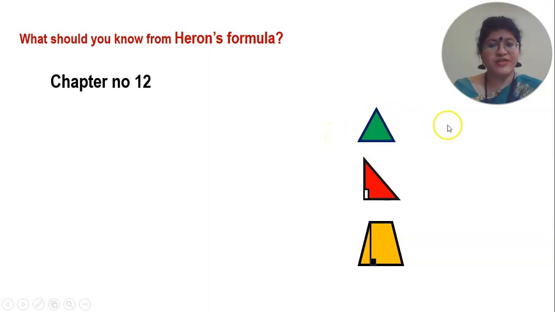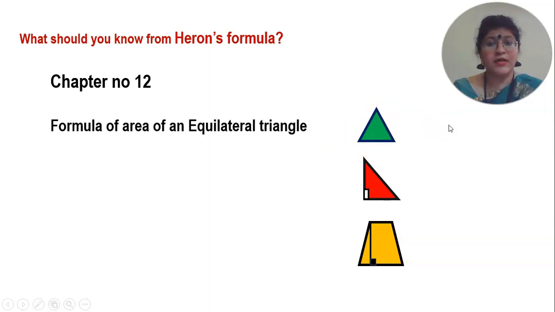This is an equilateral triangle. You should be knowing to use the formula for area of an equilateral triangle in order to find out the area of an equilateral triangle. That is root 3 upon 4 side square. You could be asked a question where in an equilateral triangle the side is given, calculate the area of the triangle. So for that you don't have to use Heron's formula, you directly have to apply the formula for equilateral triangle. Then this is a right angle triangle.